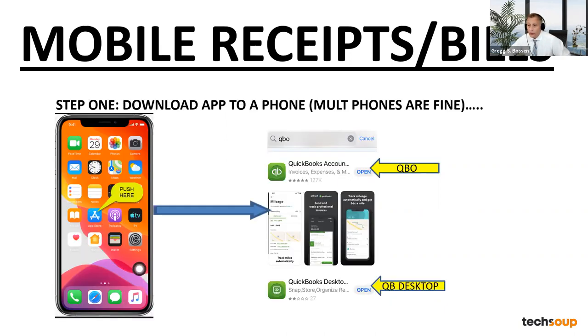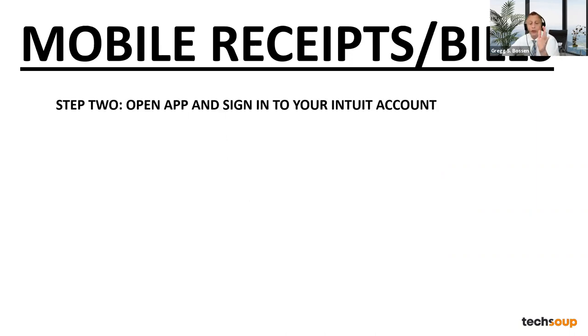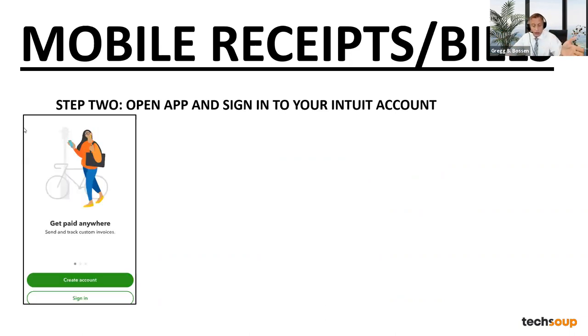Once you click on that, you'll install it. Once you install it, you'll open the app and then you need to connect to your QuickBooks file. First, after you install it, you'll get this screen here, and you'll either click create account or sign in. If you already have a user ID and a password for QBO, you just click sign in. If you're in desktop land and you don't know the Intuit account, you need to find out. If you've never set up an Intuit account, you can create one right there.